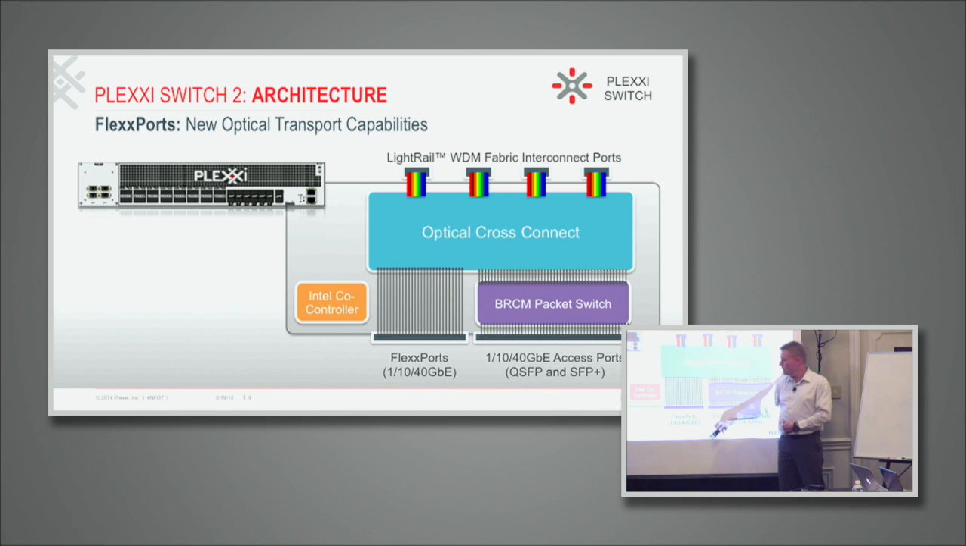So we can actually take an optical path in a port through the cross connect out to our fabric, and on another switch somewhere in the fabric, come in through here, cross connect, out a flex port, have an end-to-end optical connection without ever touching a packet switch. That's part of the flexibility.